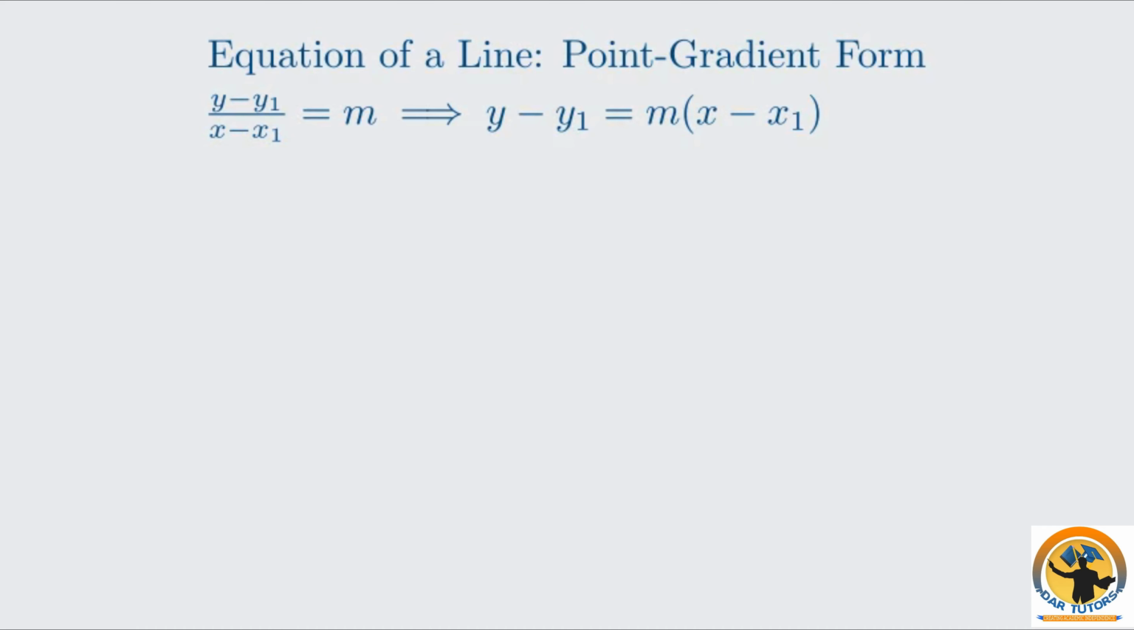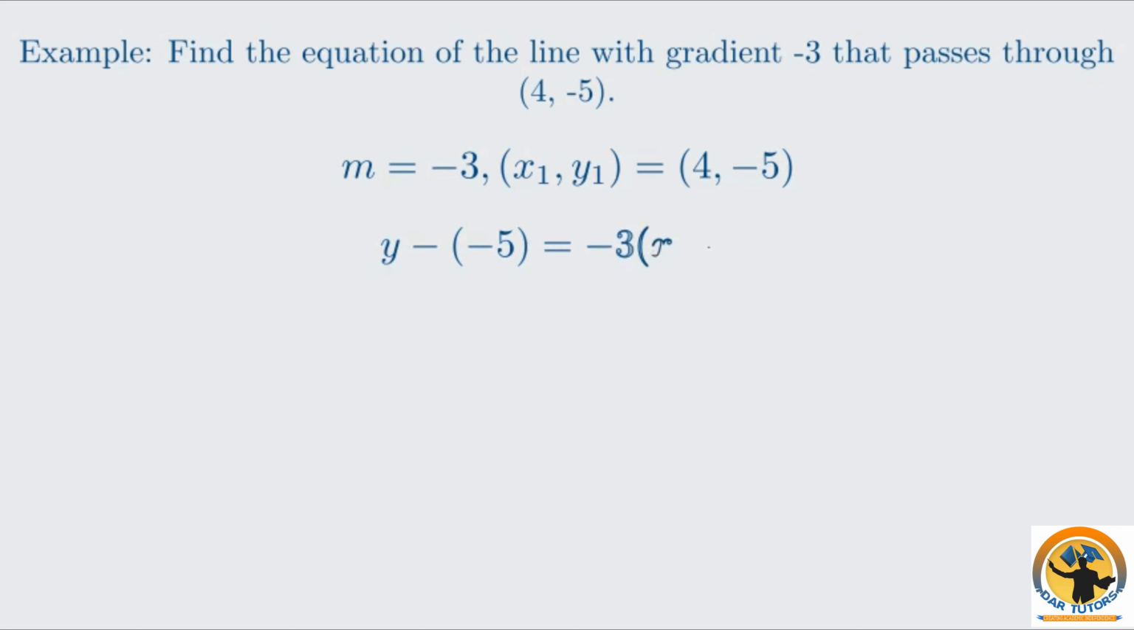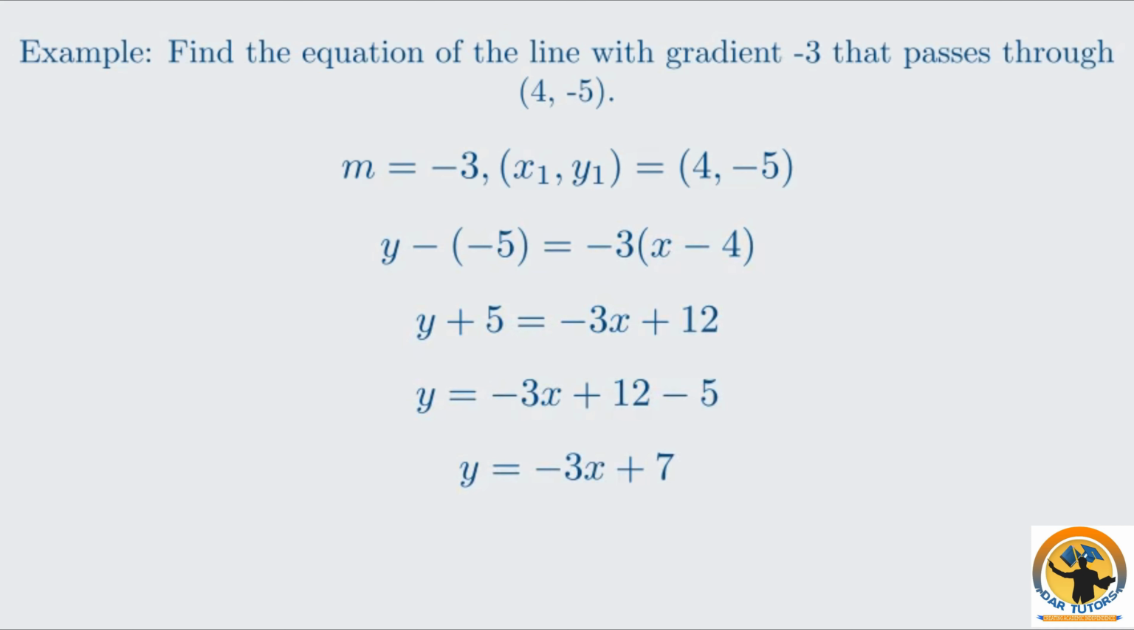Let's work through an example to solidify this. Find the equation of a line with a gradient of -3 that passes through the point (4, -5). Here, our gradient m is -3, x1 is 4, and y1 is -5. Substituting these into the point gradient form gives y minus -5 equals -3 times (x minus 4). Simplifying, we get y plus 5 equals -3x plus 12. Subtracting 5 from both sides, the equation is y equals -3x plus 7. This is the equation of the line.